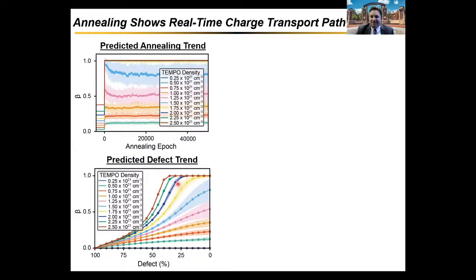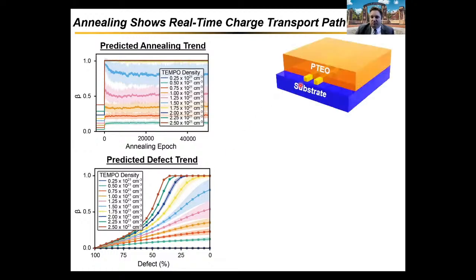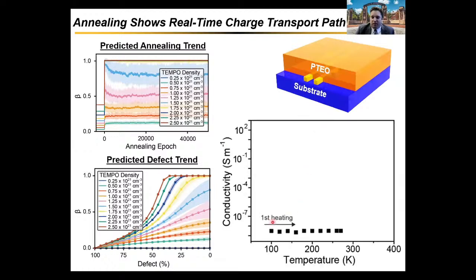So we went ahead and did the actual experiment to try to back this up. So what we did was basically just put down 2 electrodes and cast a PTO thin film on top of it. And we immediately took it down to 100 Kelvin. And what we saw was that we had very low conductivity. And this is reminiscent of these radical groups not being able to have any kind of communication with each other.